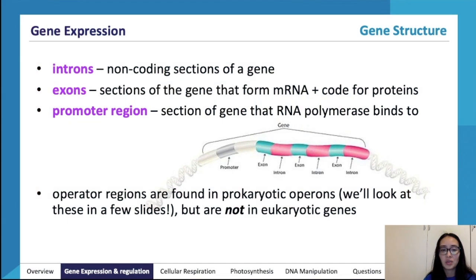Gene structure, there are a few more words to know here. So I did mention before introns are non-coding sections of a gene, or so-called interrupting regions. Exons are sections of a gene that form mRNA and code for proteins, or they are the expressed regions. And you've got the promoter region, which is a section of a gene which RNA polymerase can bind to. Operator regions are found in prokaryotic operons, which we'll look at in a few slides, but these are not in eukaryotic genes.